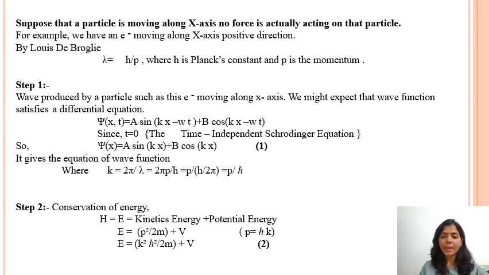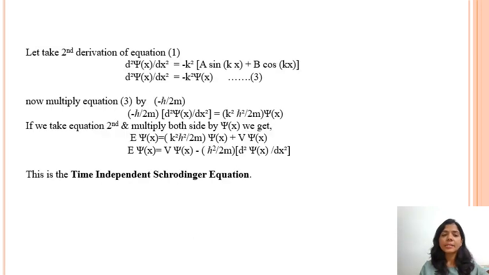In step 2, we apply the law of conservation of energy. H equal to E equal to kinetic energy plus potential energy. After putting in the value of kinetic energy, we get E equal to k square h cross square upon 2m plus V. Let us take the second derivative of equation 1. We get d2 psi upon dx2 equal to minus k square times a sin kx plus b cos kx, or d2 psi upon dx2 equal to minus k square psi(x).